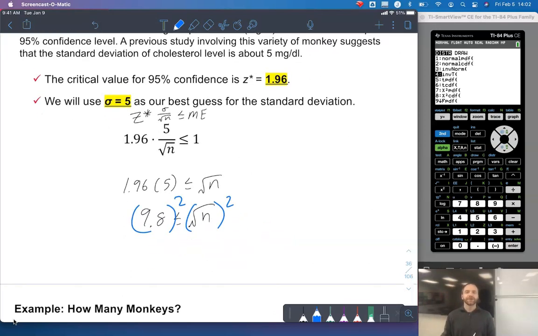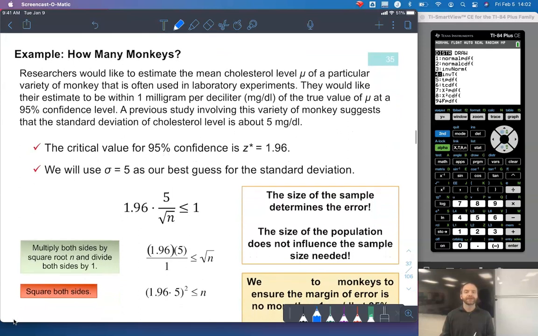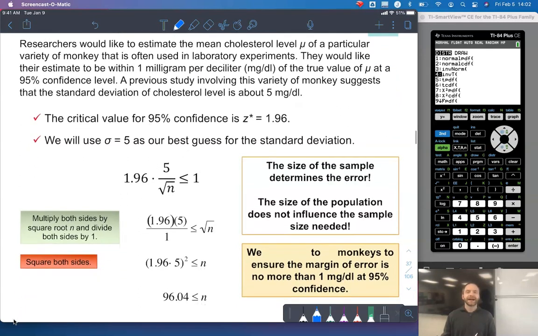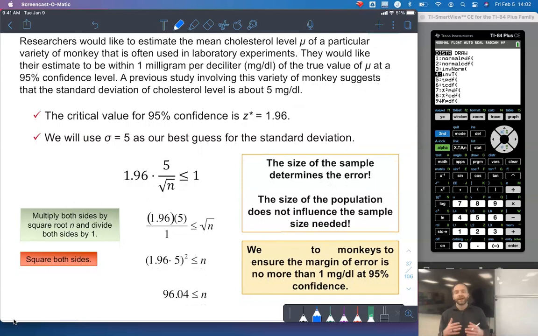So I'm just going to go right here where the work's already typed out for us. And when I do that, I'm going to get 96.04. And so look at this. Your n has to be larger than 96.04. So in this case, I am going to round up to 97. If I round down, I am not hitting my threshold for margin of error. I'm going beyond what I want. So I need to make sure I get above it. So you're going to round up. You're not rounding to the nearest, you're rounding up.